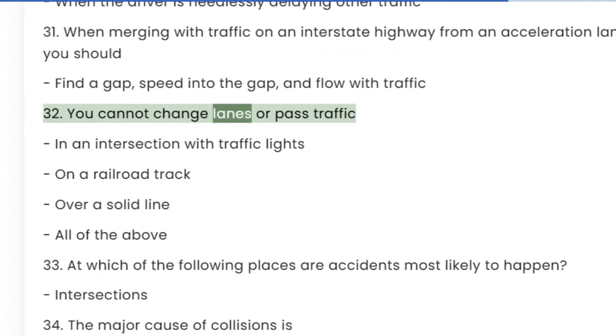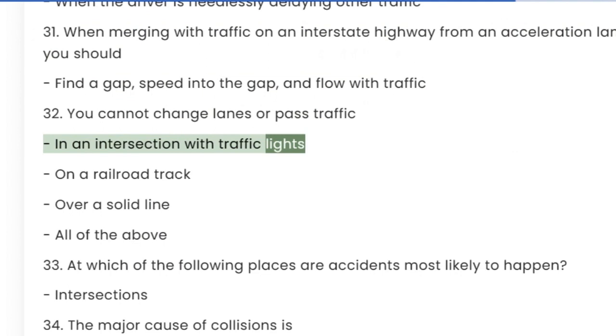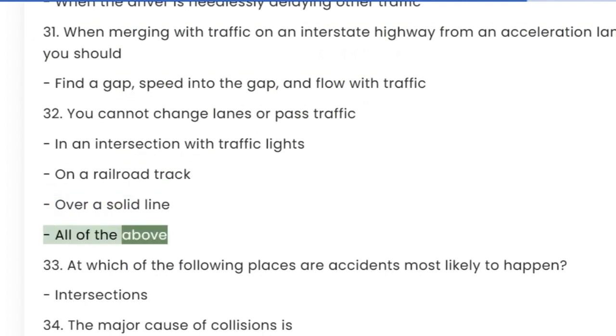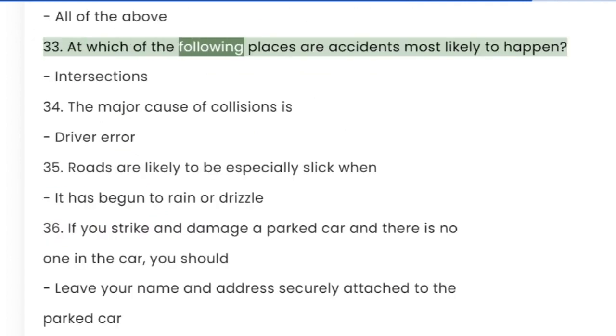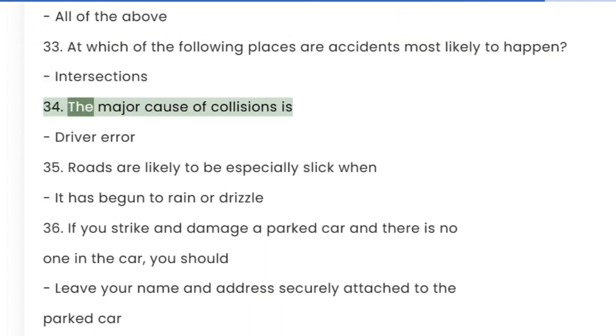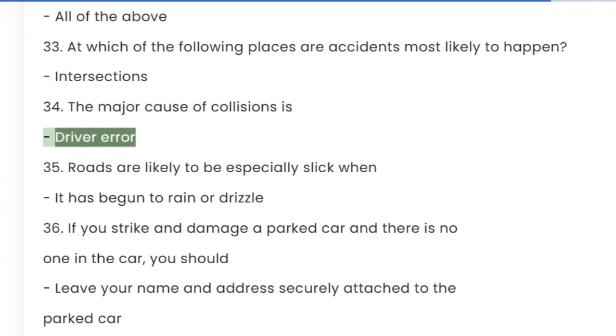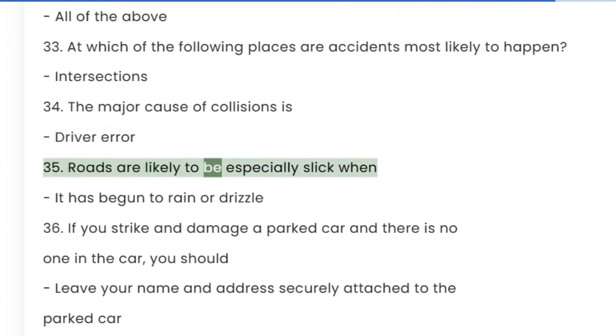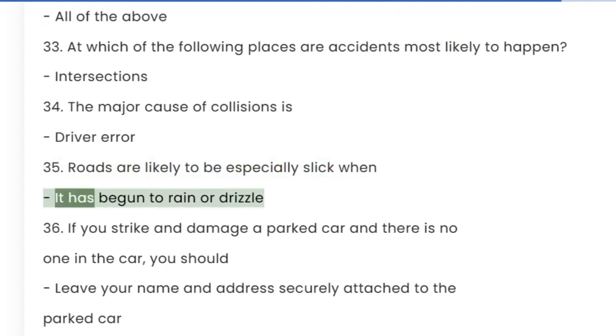32. You cannot change lanes or pass traffic in an intersection with traffic lights, on a railroad track, over a solid line, all of the above. 33. At which of the following places are accidents most likely to happen? Intersections. 34. The major cause of collisions is driver error. 35. Roads are likely to be especially slick when it has begun to rain or drizzle.